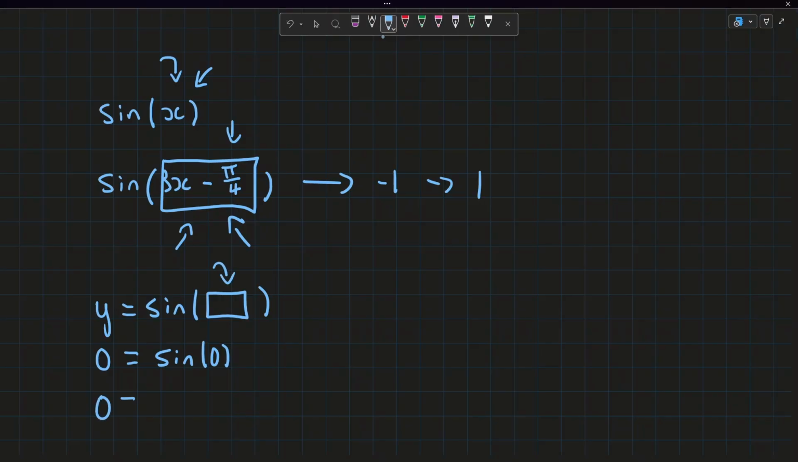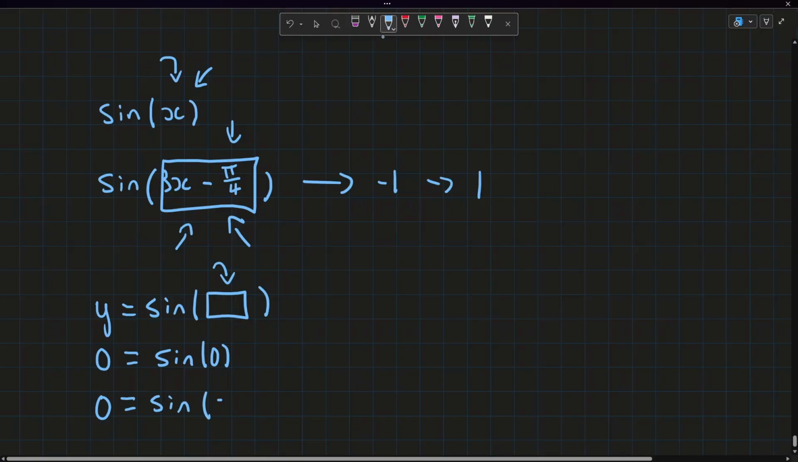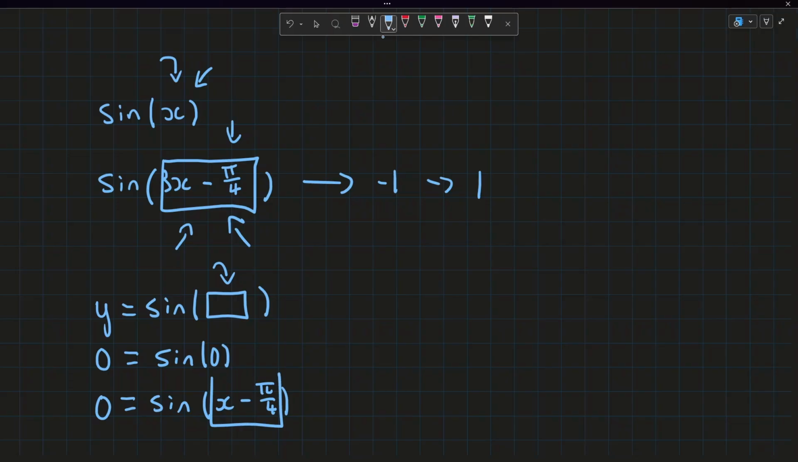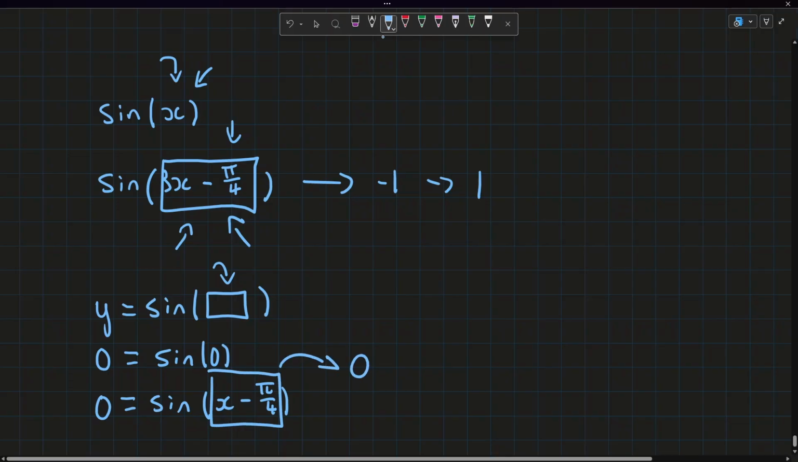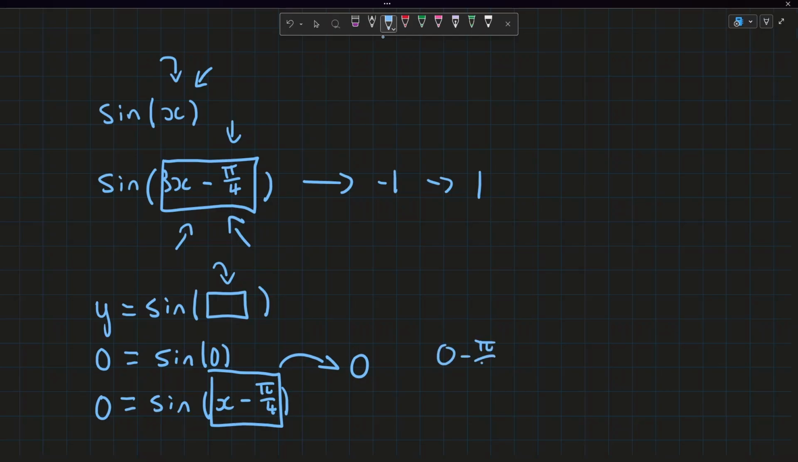So if we have 0 equals sine, and we have x minus pi on 4, and we need this bit to be 0, then we can't just have x being 0, because then that's 0 minus pi on 4 equals negative pi on 4, which it's not going to give us the 0 we're looking for, right? Anyways, point is, this is not what we want.